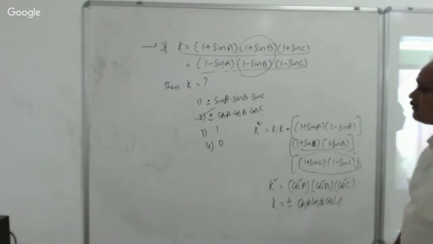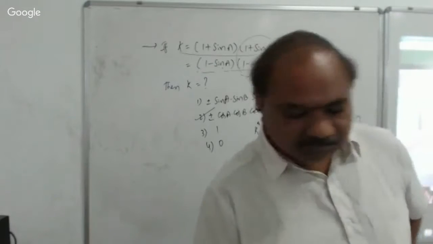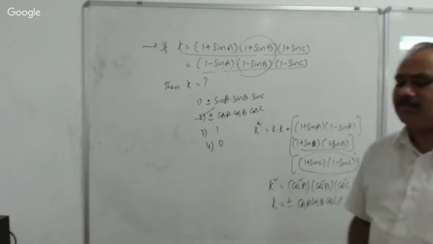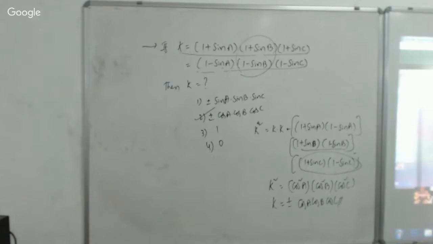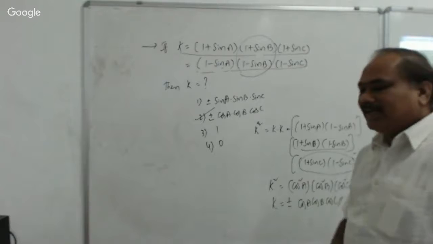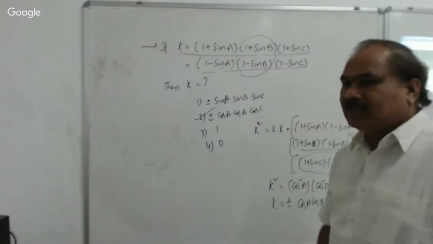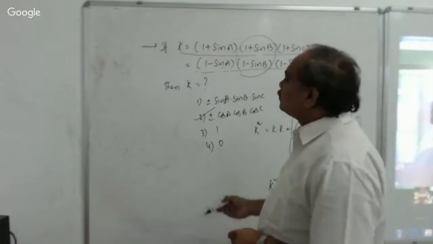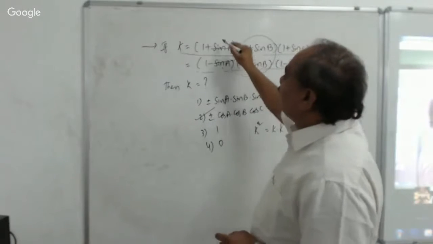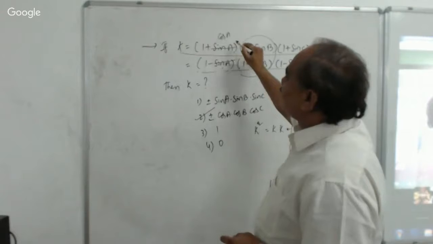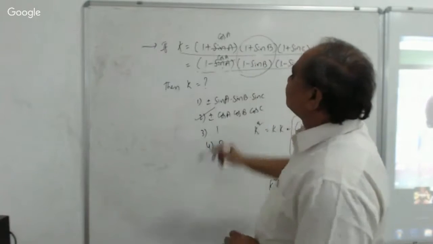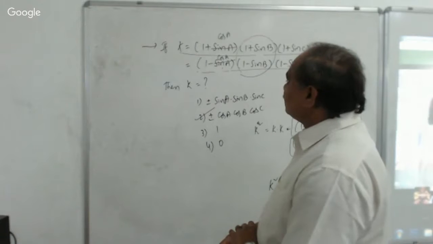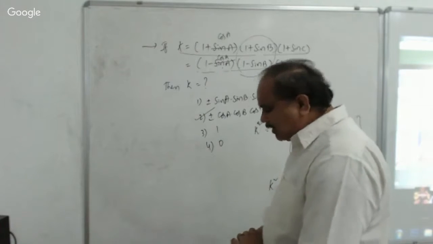Any confusion? Sir, I didn't understand. Okay, by doing another problem, I think you will be able to understand it. Now I'm changing the question. Instead of sine, write down cos. Then what happens? It will be sine then. That's all. The answer is plus or minus sine A sine B sine C.